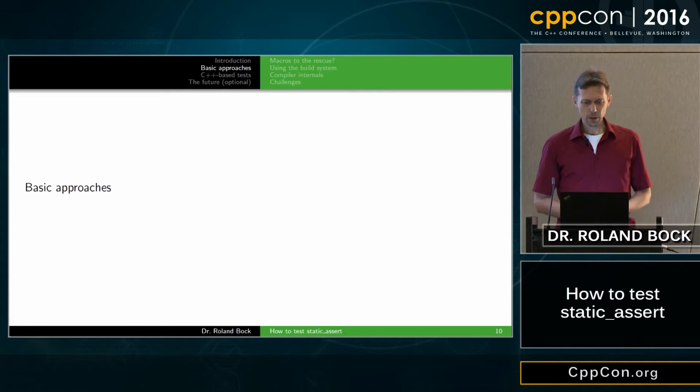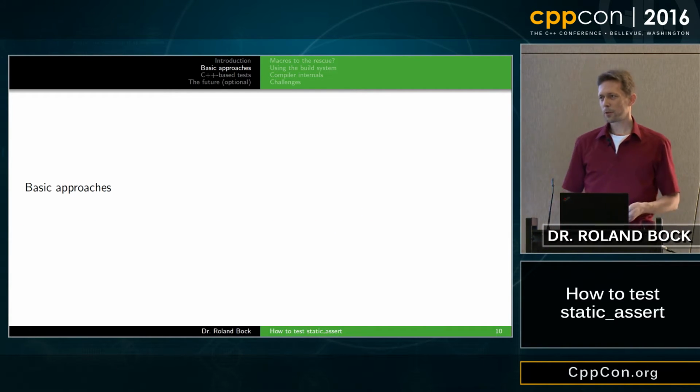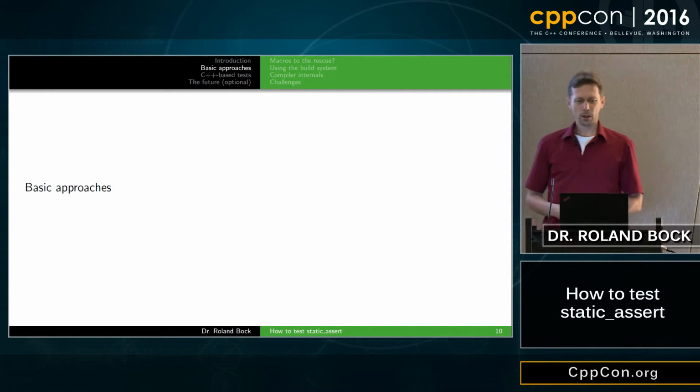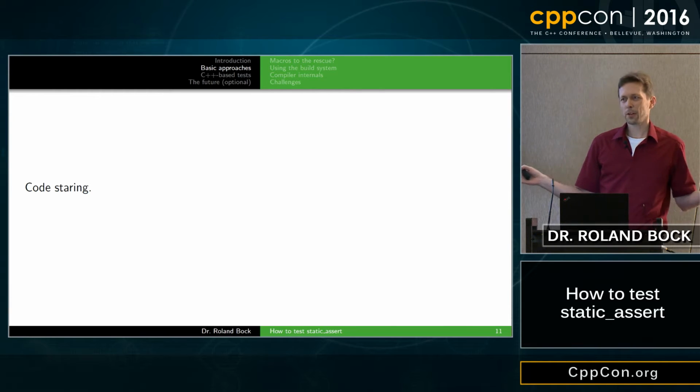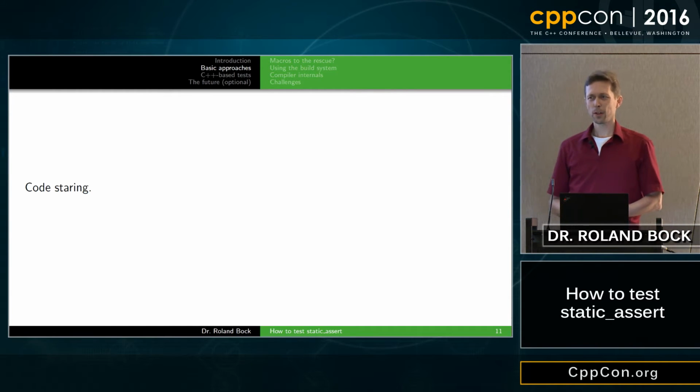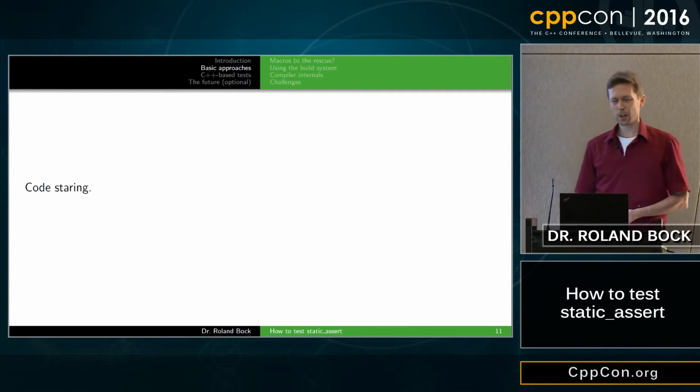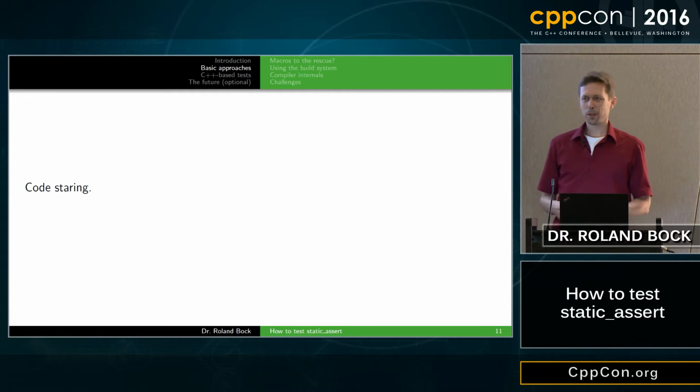Good. So here's some basic approaches. If you go to Stack Overflow and search for how to test static assert, you might get something like this. So first, code steering. Because you cannot test it, that's one popular answer. You have to just do code reviews, basically code steering. And many people just do that. And I have to admit, in the past, that was also one of my approaches for this.